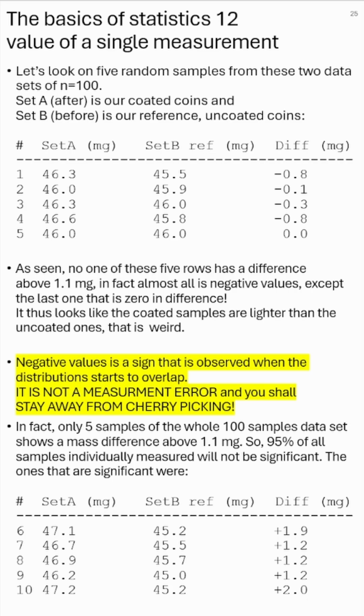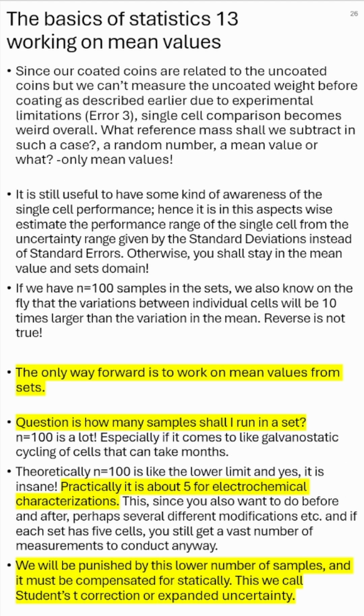So it is very important you understand how we can see that mean values reduce the uncertainties, and if the mean value is based on sets with a large number of samples, we get very high precision in that. But if we go back to single cell measurements, the standard deviations become large, 10 times larger in this case, which gives rise to these negative numbers. The basics of statistics 13, working on mean values.